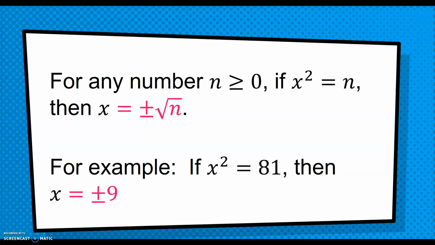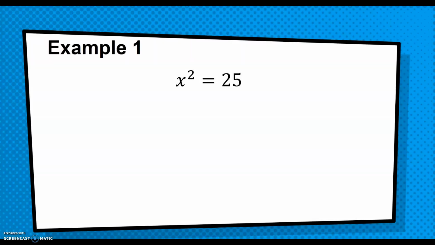Up until now, we've only talked about the principal root, which is the positive root when we were talking square roots, but now we're talking about both of them, the positive and the negative. So that plus or minus sign is just a shortcut way so that you don't have to write 9 and negative 9. It just implies and means that you're talking about both positive and negative 9. So here's our first example.